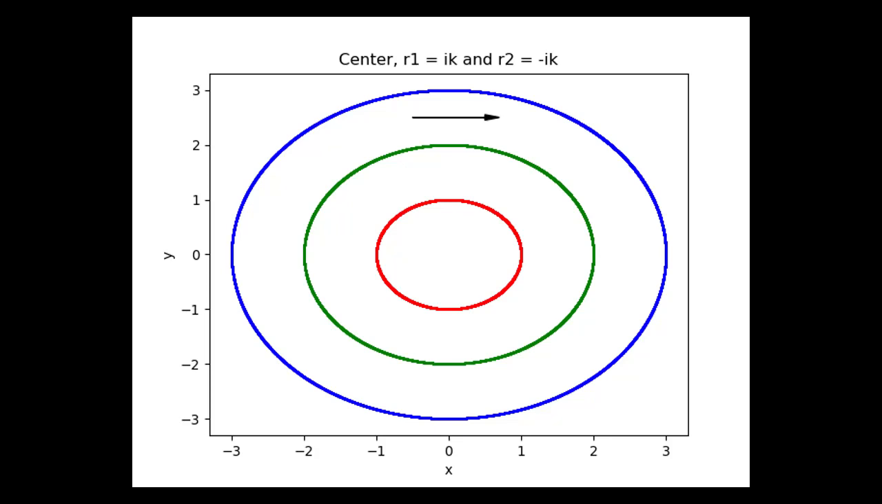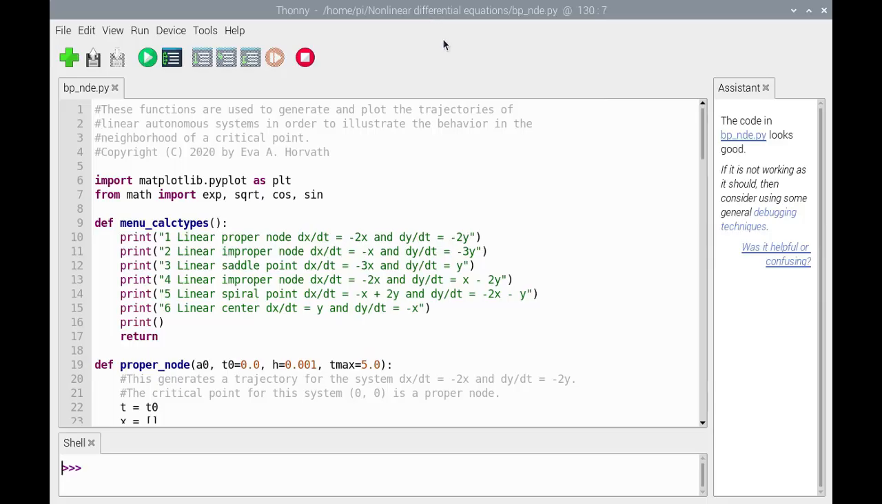This Python script has functions that generate the trajectories in the neighborhood of several different kinds of critical points, including a proper node, an improper node, a saddle point, a spiral point, and a center. I'll use Thonny, which comes installed with the Raspbian operating system on the Raspberry Pi computer, to edit and run the Python code. Of course, this code can be run on any system which has Python installed.